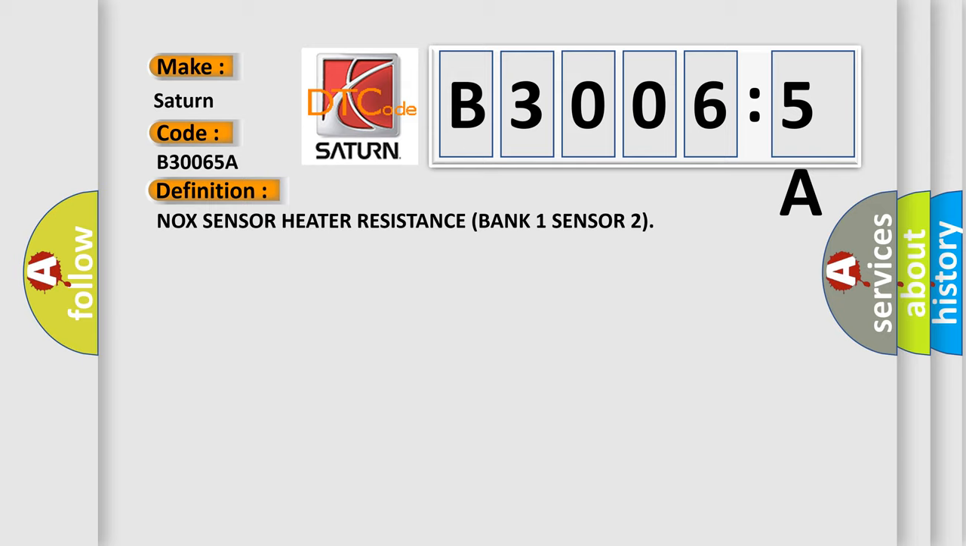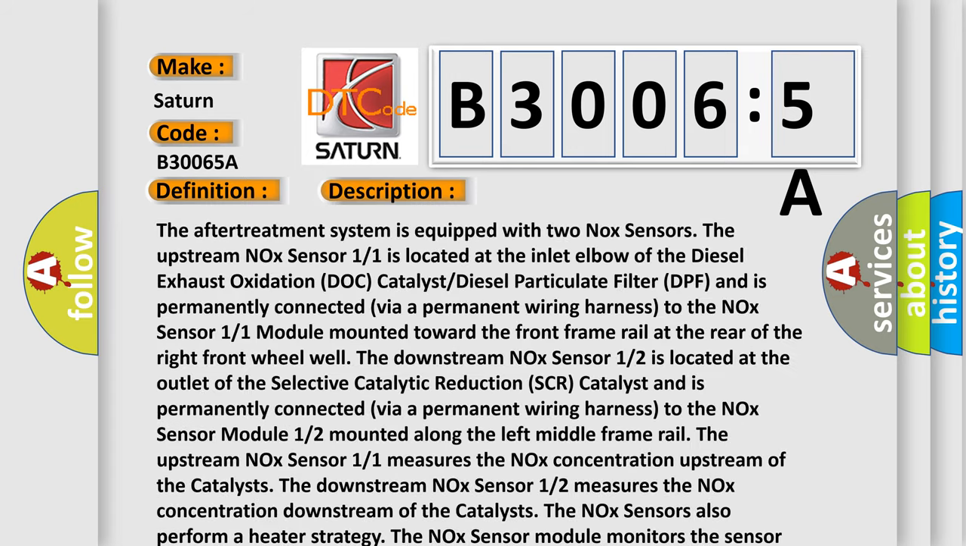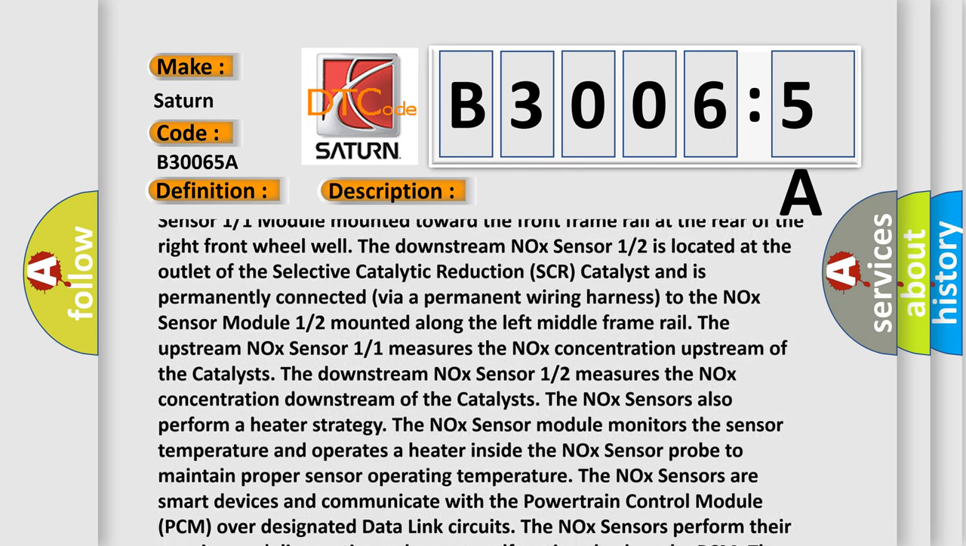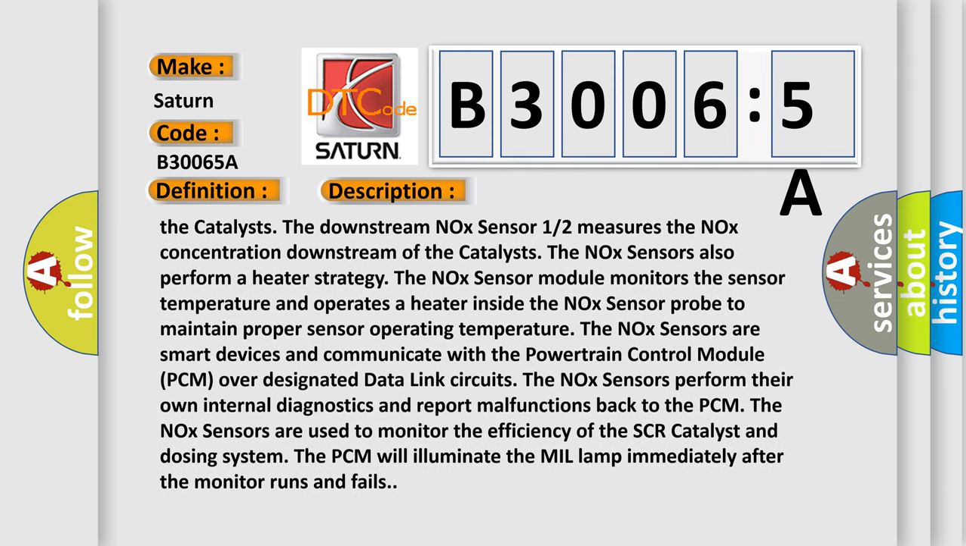The NOx sensors also perform a heater strategy. The NOx Sensor Module monitors the sensor temperature and operates a heater inside the NOx sensor probe to maintain proper sensor operating temperature. The NOx sensors are smart devices and communicate with the Powertrain Control Module PCM over designated data link circuits. The NOx sensors perform their own internal diagnostics and report malfunctions back to the PCM. The NOx sensors are used to monitor the efficiency of the SCR catalyst and dosing system. The PCM will illuminate the MIL lamp immediately after the monitor runs and fails.